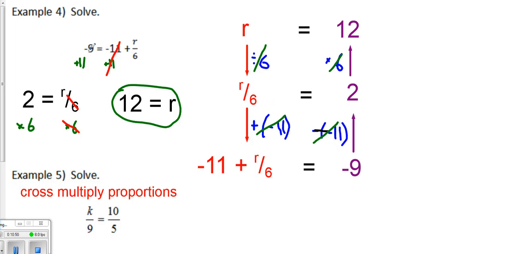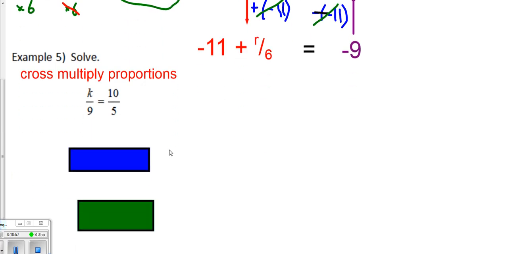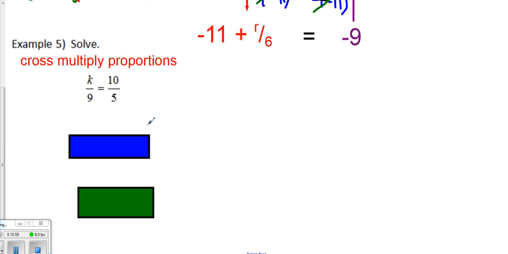This way helps you remember to do the same thing on both sides of the equation to get your variable alone. Either way, you always have to follow the order of operations. Example 5, we now have one of those proportions we were talking about. This is a fraction set equal to a fraction. K over 9 equals 10 over 5.